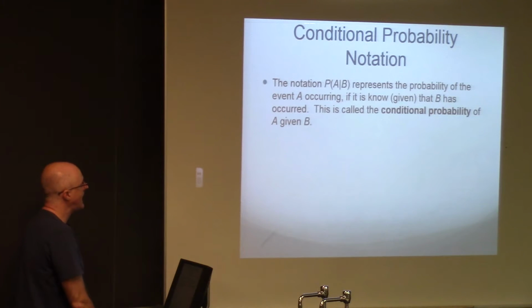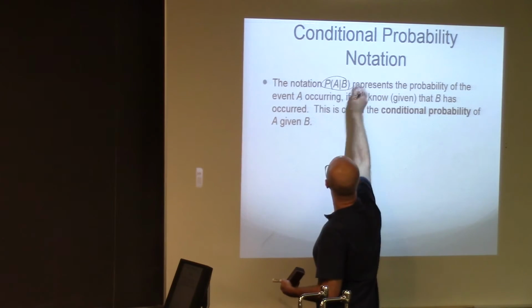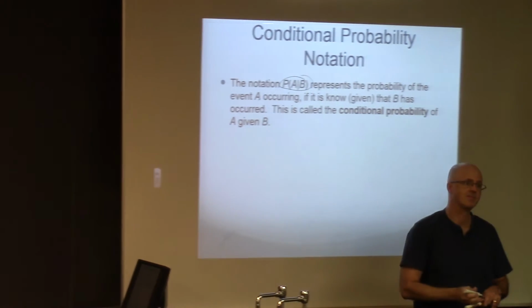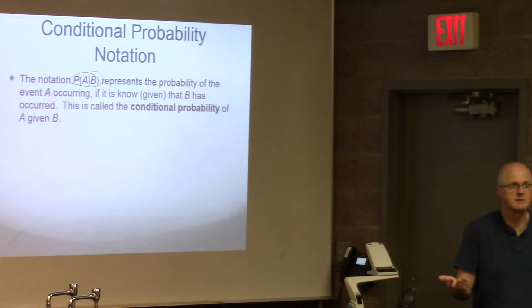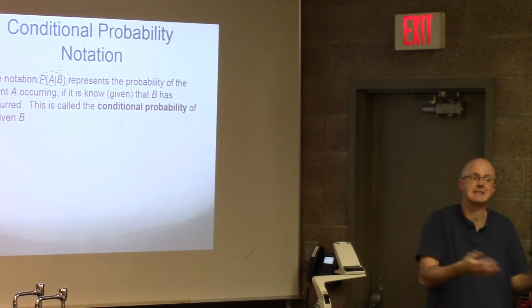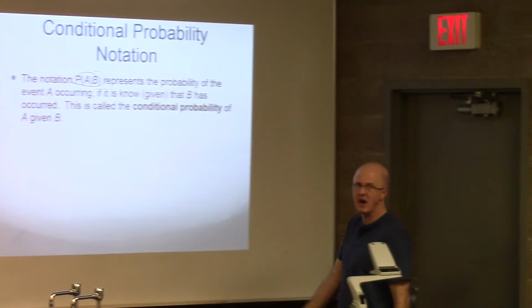Conditional probability notation. Again, never forget this notation here. This represents one number. It's not three separate numbers. A and B are events. They're just symbols, shorthand notation for things that could happen. P is not a number. It's kind of like a function.